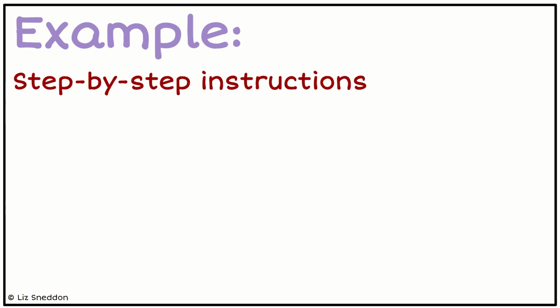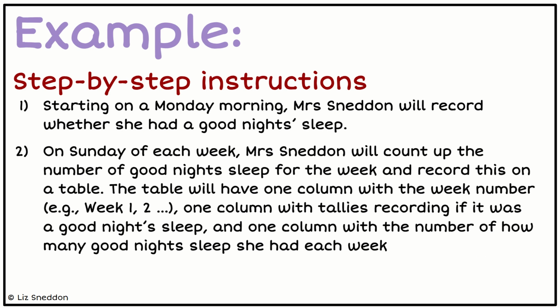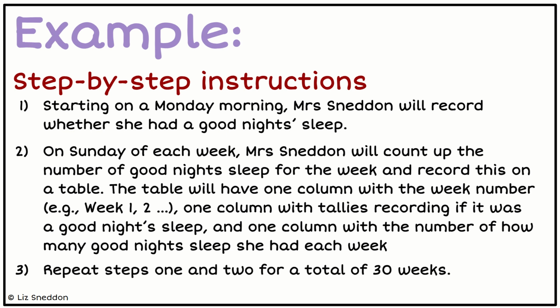So my step-by-step instructions include things like: I want to start on the Monday morning and I'm going to record, did I have a good night's sleep, yes or no? So I'm noting down what I'm going to record. I'm going to control some variation. So on Sunday of each week, I'm going to count up how many good nights of sleep I got and record that. And I've given some details about how I'm going to record that in the tally chart, and so on. Then I want to repeat that for a total of 30 weeks.